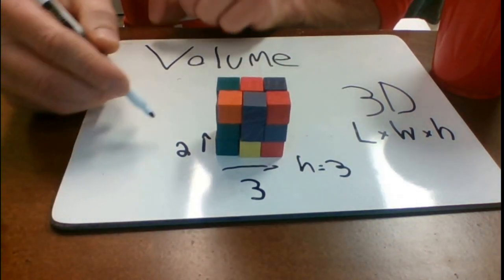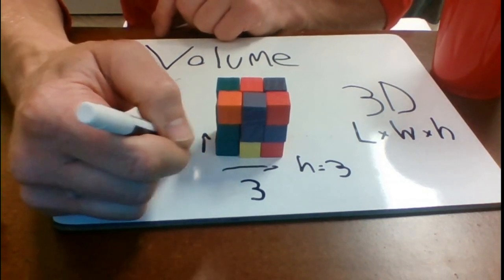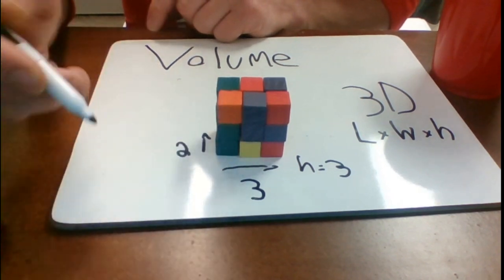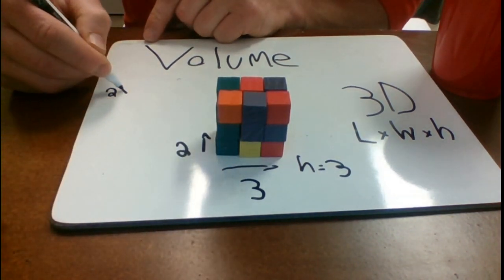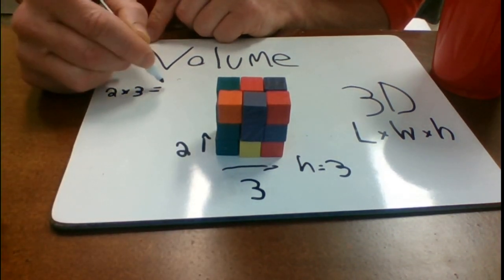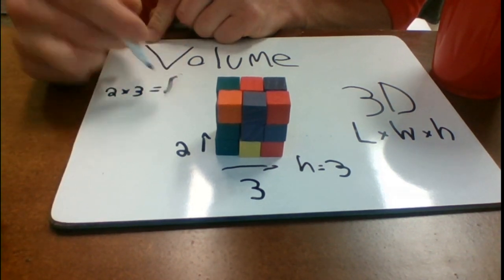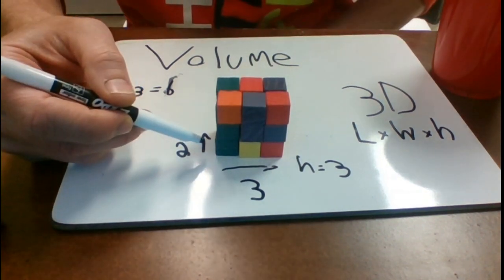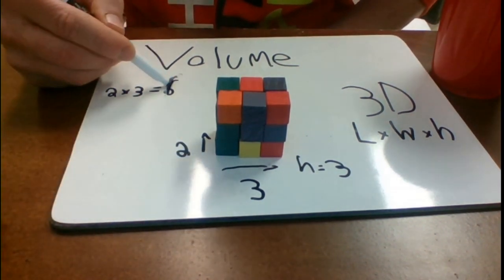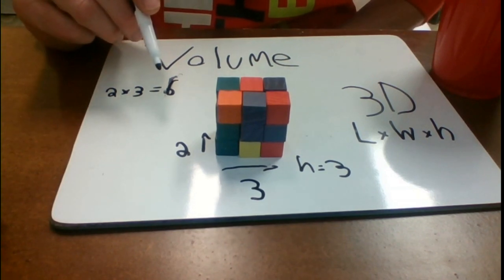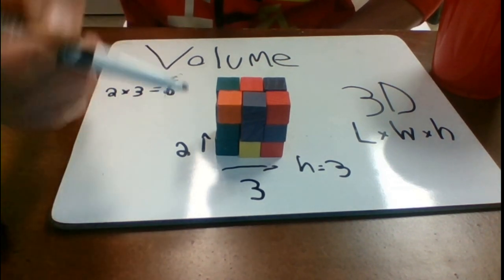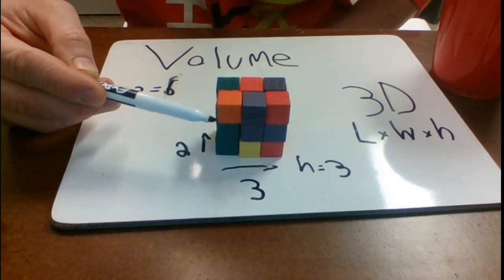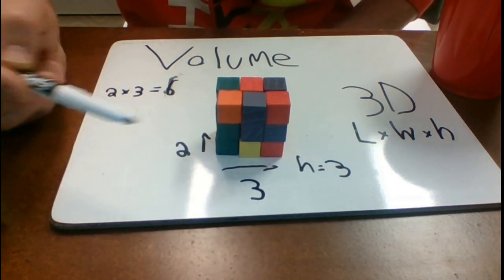Let's try our formula. We're going to start again with our length times our width, as if we're just figuring out the base, the bottom layer. So 2 times 3 equals 6. Our bottom layer is still 6 cubes. But we also have to think of height for our 3D. Let's count how many cubes up. 1, 2, 3. 3 groups of 6.